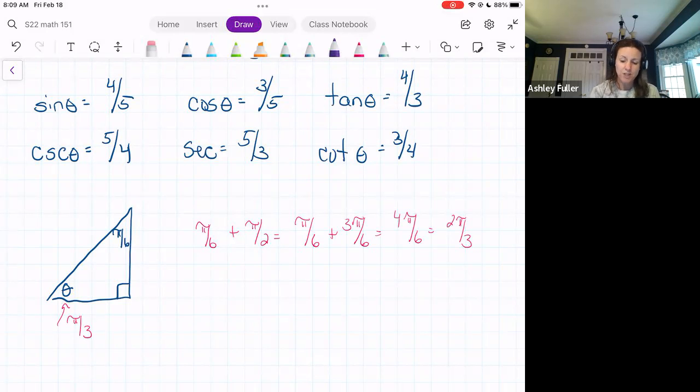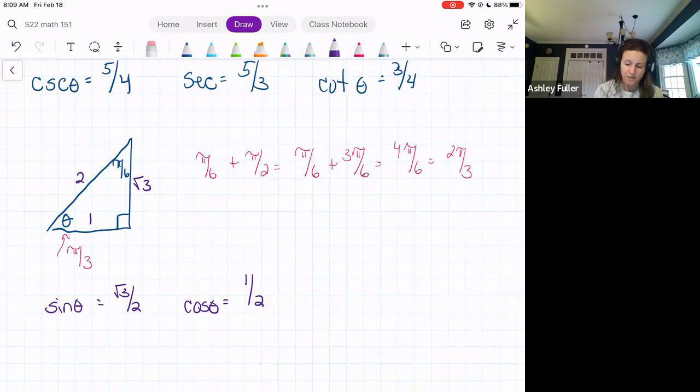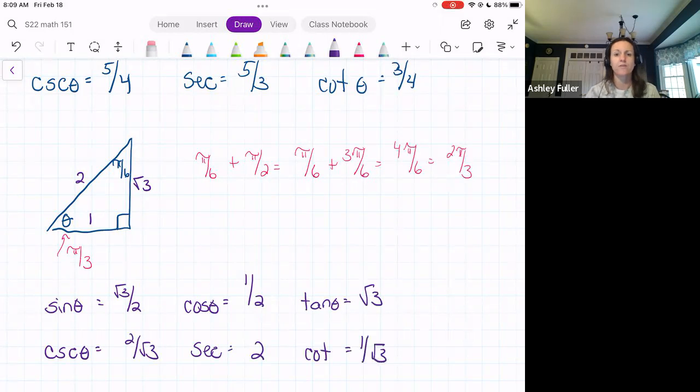From our previous ratios that we looked at, we know then that our side ratios are 1, 2, and the square root of 3, because we have a 30, 60, 90 triangle if you're thinking in terms of degrees. So again, we can now use these ratios to find the sine of theta, square root of 3 over 2, cosine of theta, adjacent over hypotenuse 1 over 2, tangent of theta, square root of 3, and then our cosecant 2 over square root of 3. Secant is simply 2, and cotangent is 1 over the square root of 3.